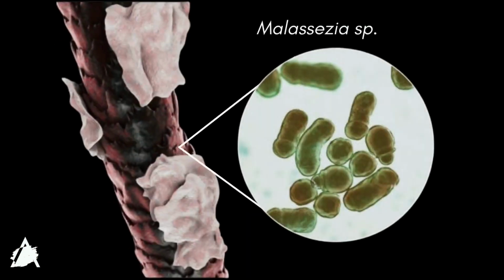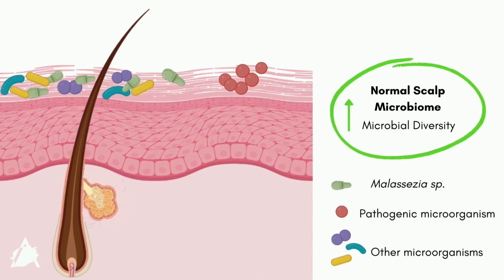A lipophilic skin fungus known as Malassezia, which is a member of the normal scalp microbiome, can feed on the excess sebum present on the scalp and is also thought to be a major cause of or contributor to dandruff. In the normal scalp microbiome, skin maintains high microbial diversity when compared to disease states.